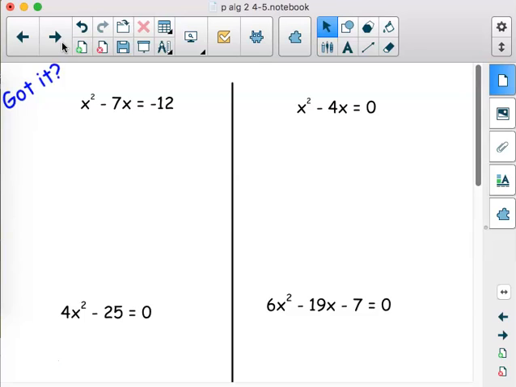All right, so we're already to the got it, which means this is the point where you're going to talk me through some stuff here. So let's see. The first got it says x squared minus 7x equals negative 12. I think there's something wrong with that. Somebody unmute and tell me what's wrong with that. You got to add a 12 to both sides to get a 0. We sure do.